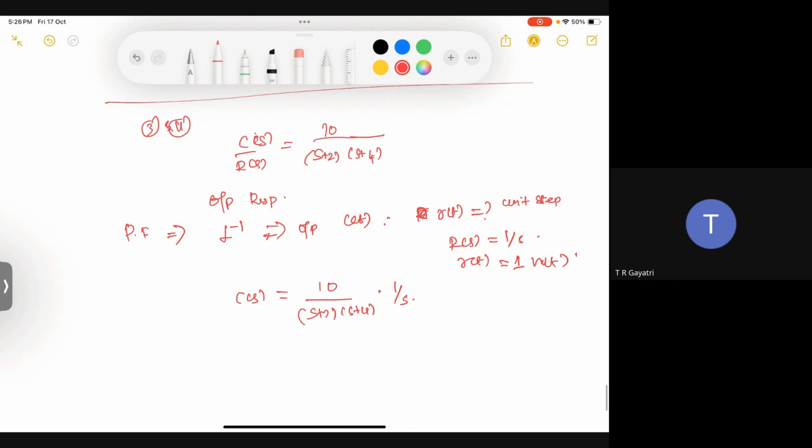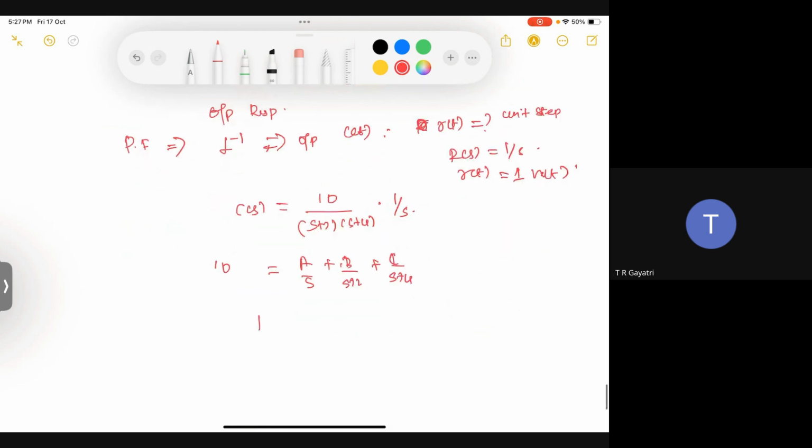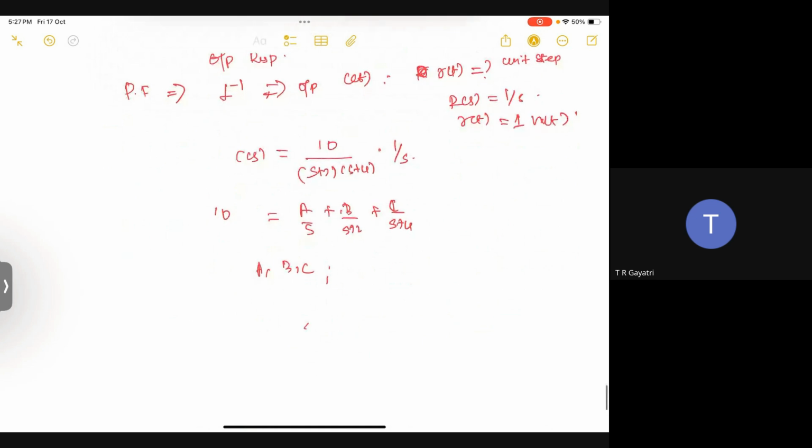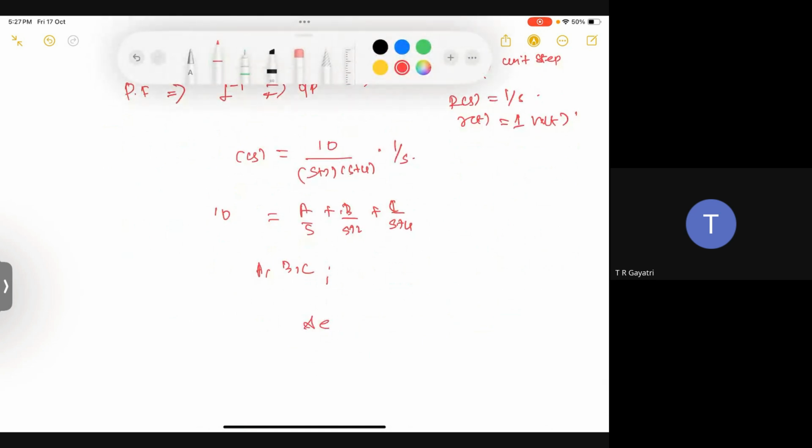That's it. I take partial fractions a by s plus b by s plus 2 plus c by s plus 4. Find a, b, c values. Then you will get something like a (since 1 by s will be 1) plus b e power minus 2t plus c e power minus 4t. Something will come out like this.